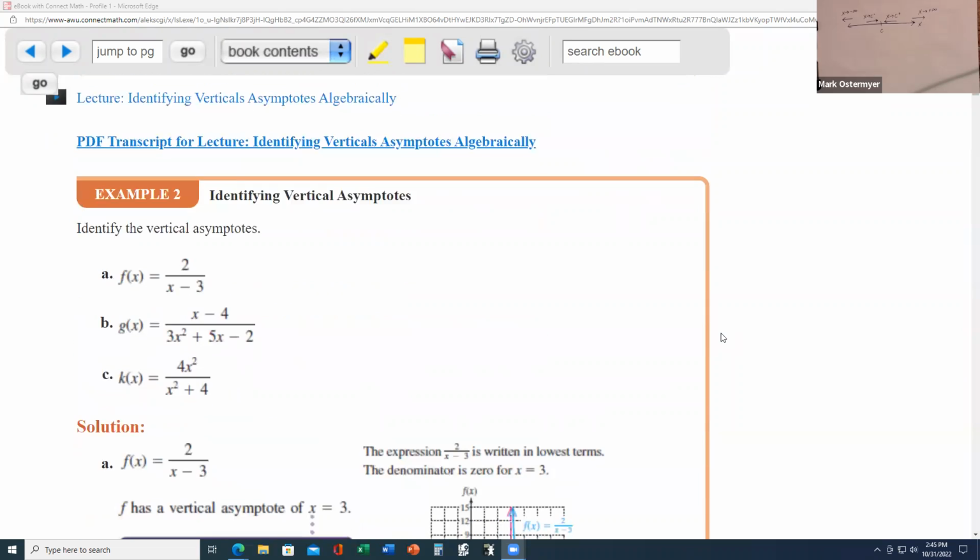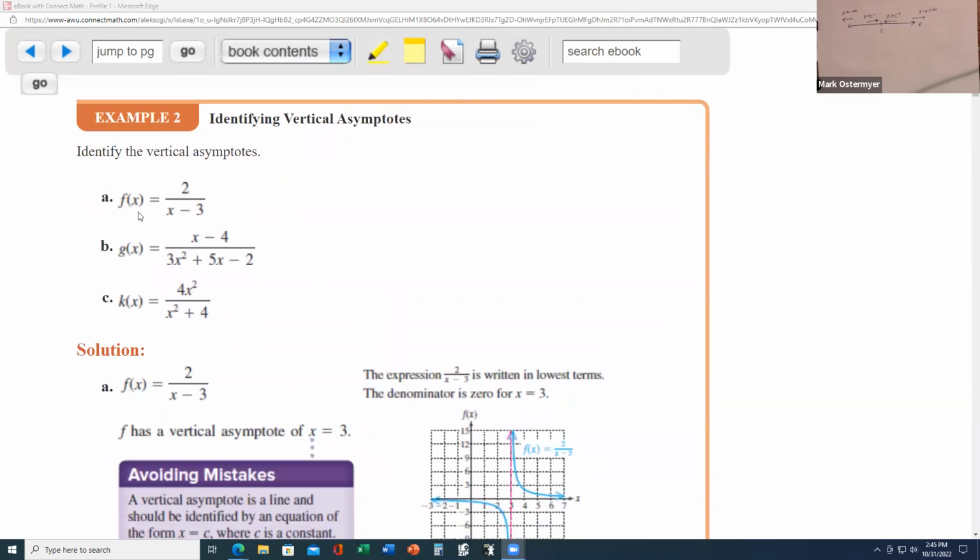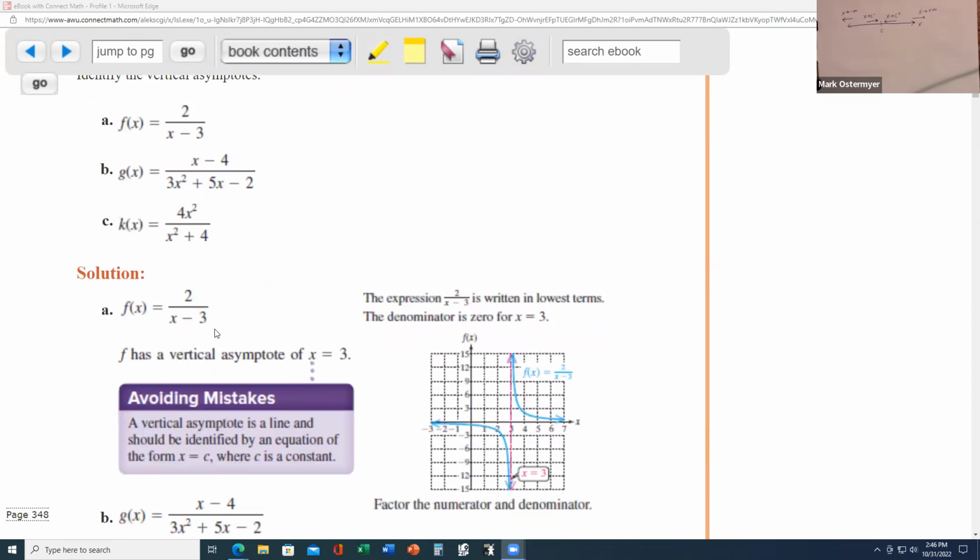All right, let's go over example 2. Here's a rational function, f of x equals 2 over x minus 3. I have a question, ladies and gentlemen. Where would the vertical asymptote for this rational function hang out? Well, it's going to hang out where the denominator is equal to 0. So if you take x minus 3 and set it equal to 0, and then solve for x, you'll discover that a vertical asymptote for this rational function will exist at x equals positive 3.